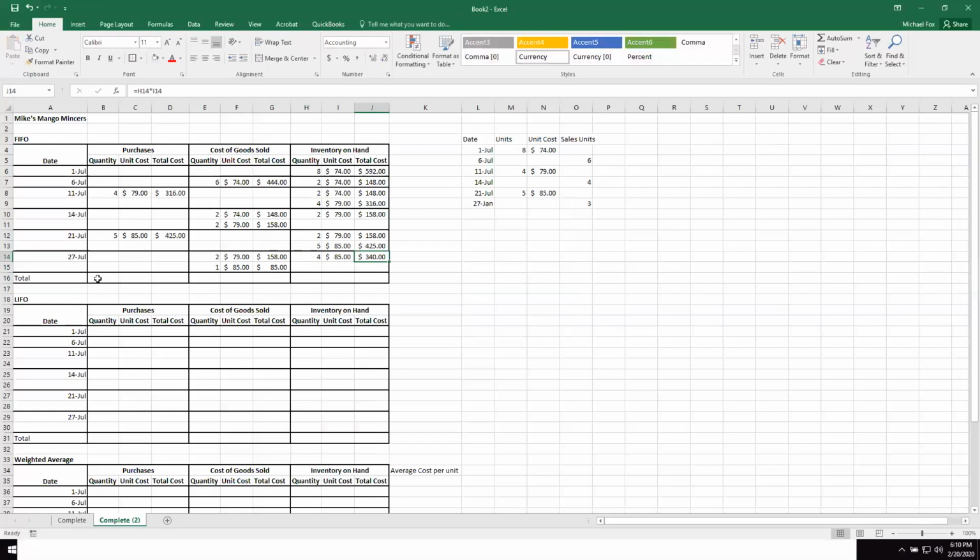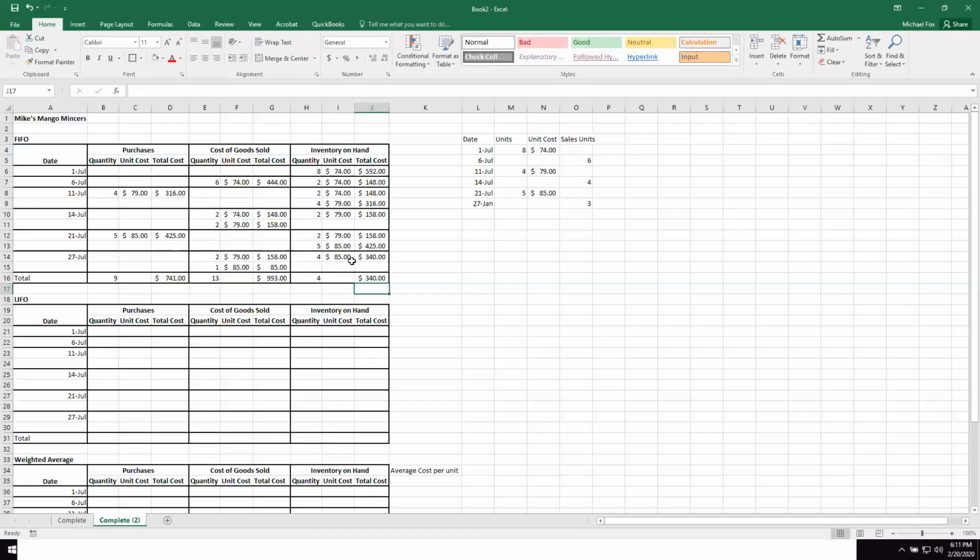And then if I want, I can figure out totals. So during the period, I purchased 9 units total for a total cost of $741. I sold 13 units for a total of $993. And then my inventory on hand, I wouldn't take as a total, right? At the end of the period, I have 4 units with a total cost of $340. So the total for inventory on hand is always just what I have left over at the end of the period.